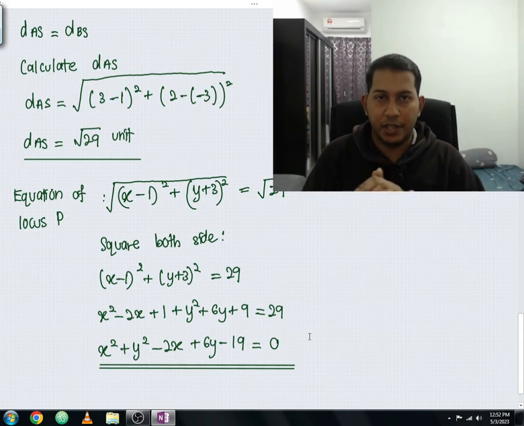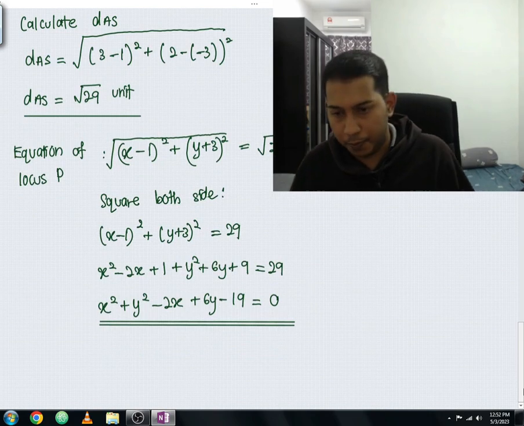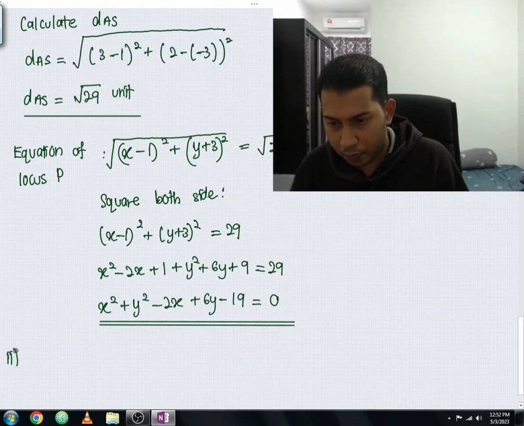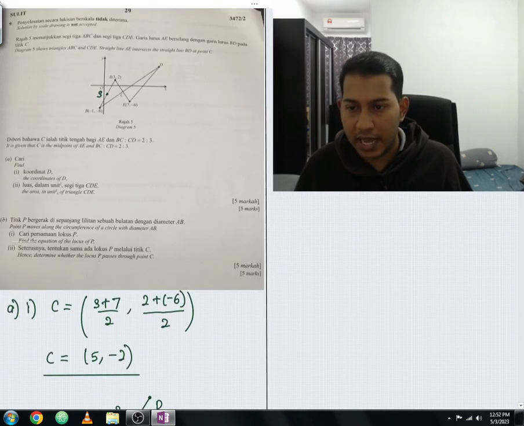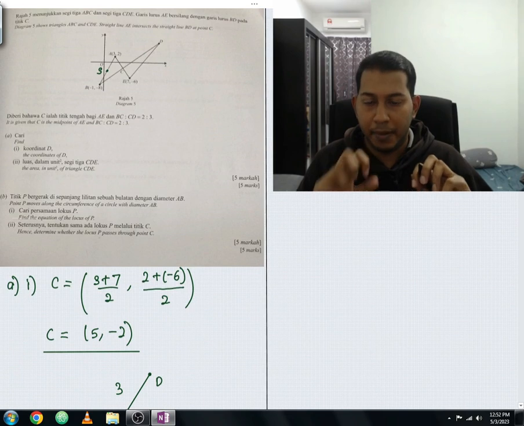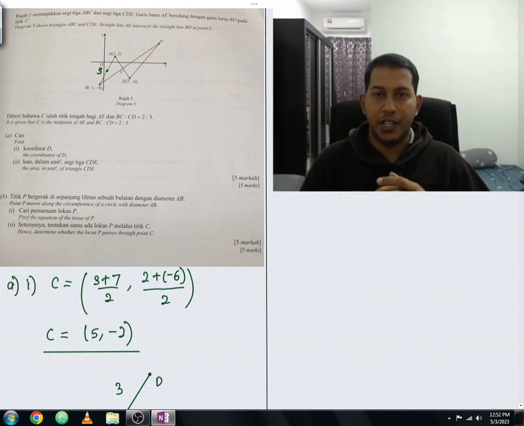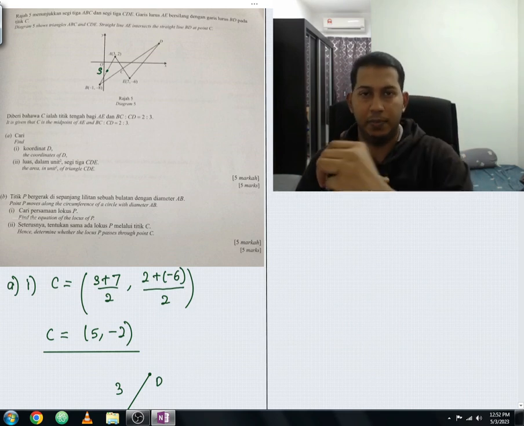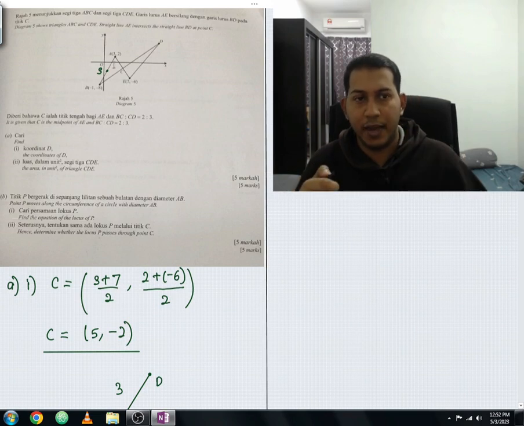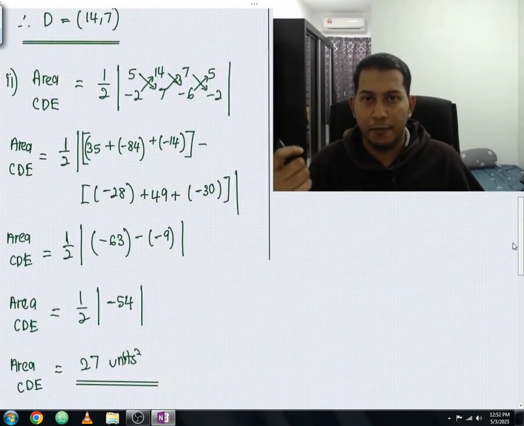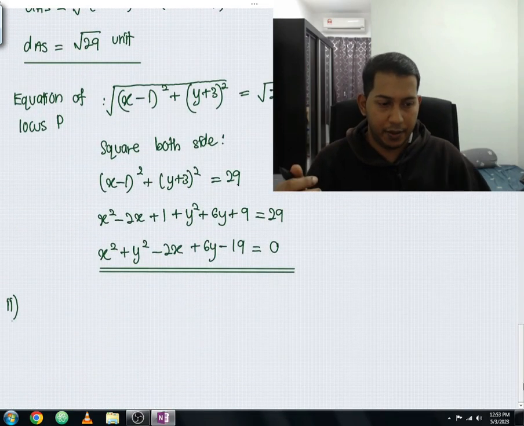So we are done with our discussion for question B part 1. Let us move on to question B part 2. For question B part 2, they ask us to determine whether locus P passes through point C or not. Let's say for example we have point C over here. Now we need to check whether point C is passing through the locus P or not. So how to check? Very simple, we just use the coordinate C and substitute back into the equation of locus P, and from there we can identify whether it is passing through the locus P or not. Very straightforward.